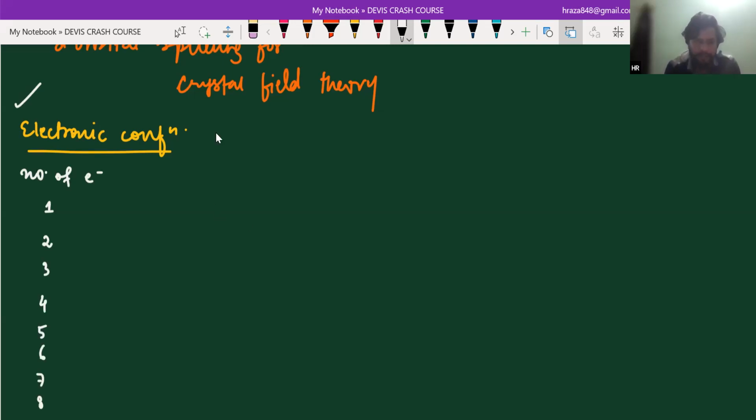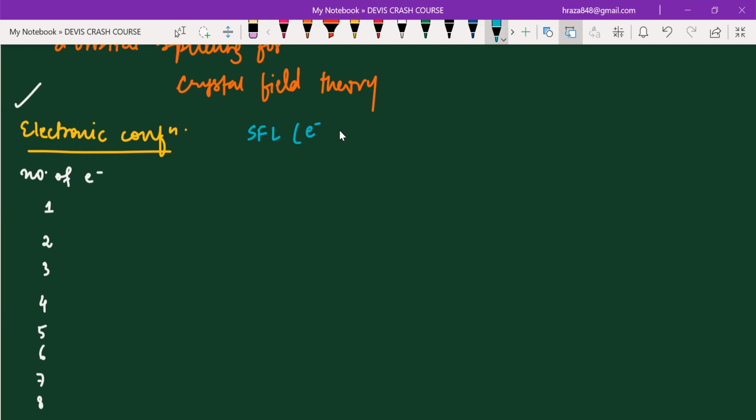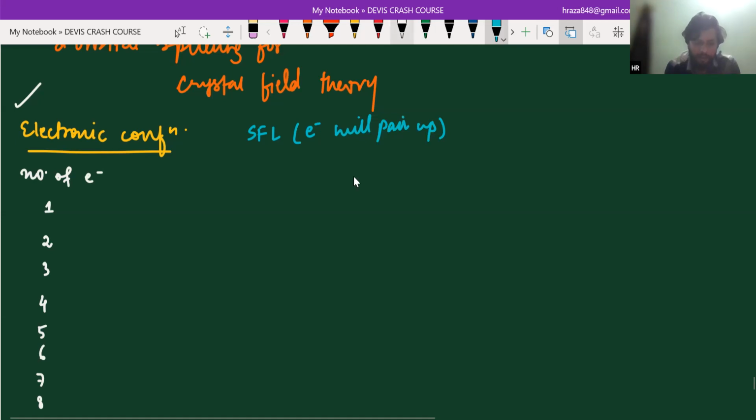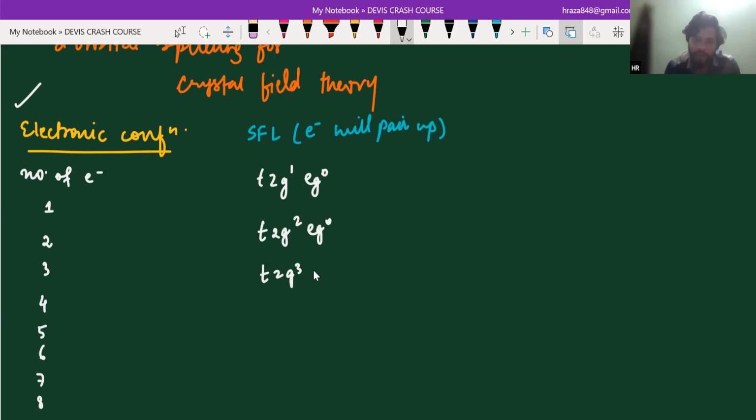It's very important. Now, here SFL, a strong field ligand, you still remember, I think, that in a strong field ligand, pairing will take place. Is that clear? So that means electrons will pair up. And then if you are going to do the electronic configuration in terms of T2G and EG, I'm going to write T2G1 and EG0. Then T2G2 and EG0. Again, T2G3 and EG0. Is that clear? First, the lower energy level is filled: 1, 2, 3.